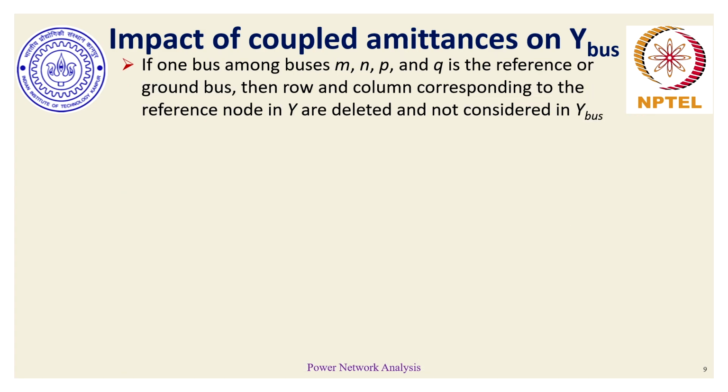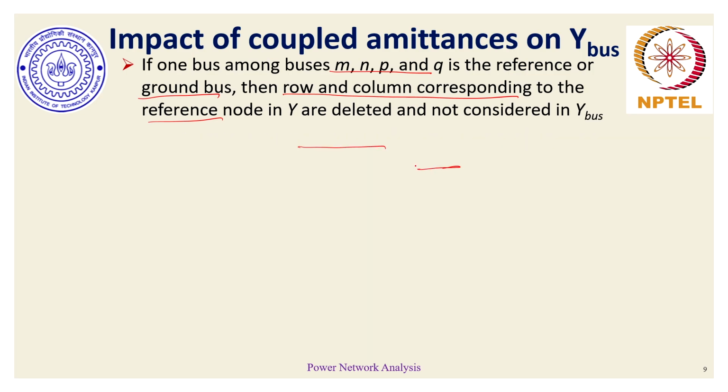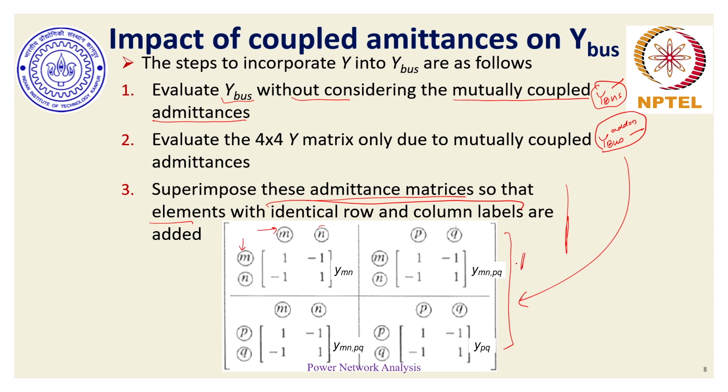If one bus among these 4 buses acts as the reference or the ground bus, remember, for Y bus, there is no incorporation of the reference or ground bus. So, the corresponding row and column corresponding to the reference node is removed or deleted. It is not considered at all. And if there are 2 buses among M, N and P, Q which are the same, so let's say M is equal to Q with respect to the previous consideration that we had here. So, instead of Q now here we have M, here also we have M, and here also we have M.